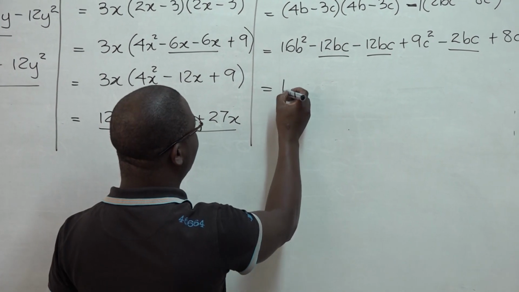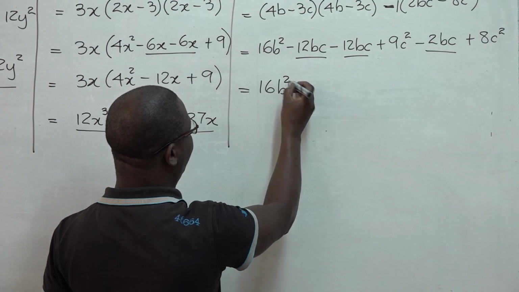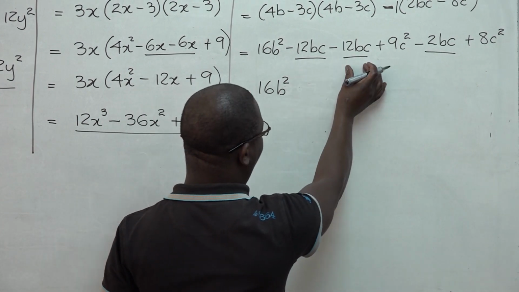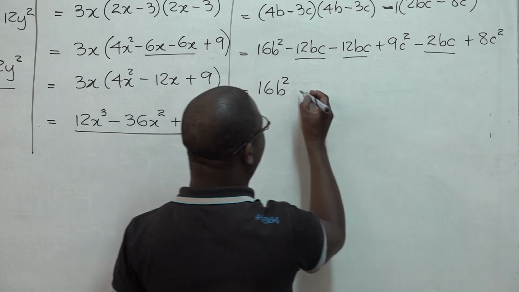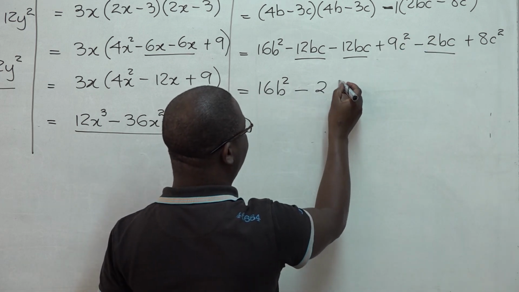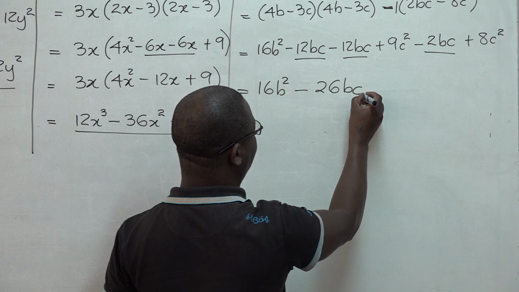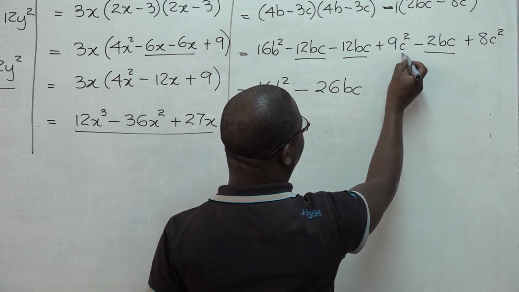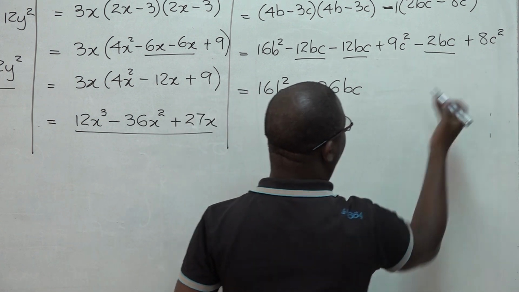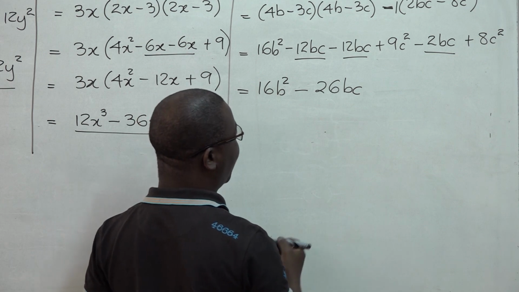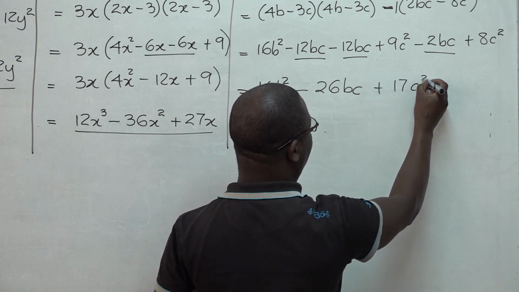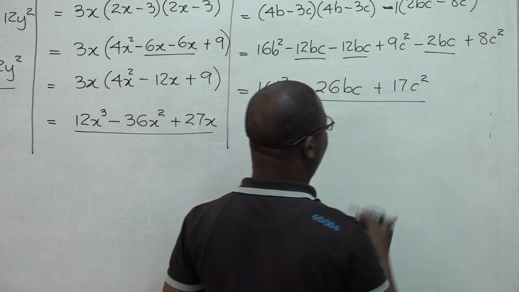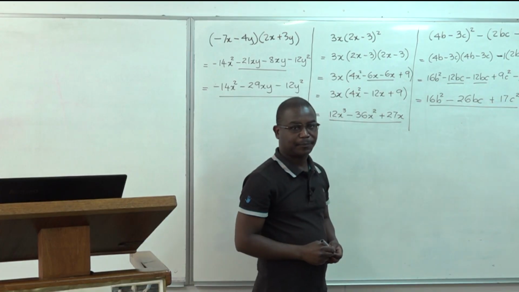So this becomes 16b squared. Minus 12 minus 12 is minus 24. Minus 24 minus 2 becomes minus 26bc. And then the 9c squared and the 8c squared are also like terms. So 9 plus 8 gives us 17c squared. That becomes our final answer.